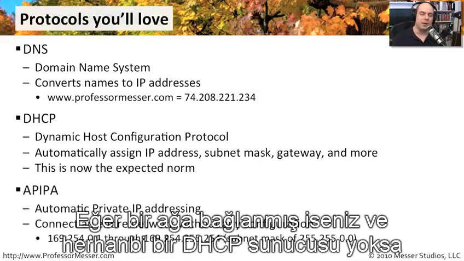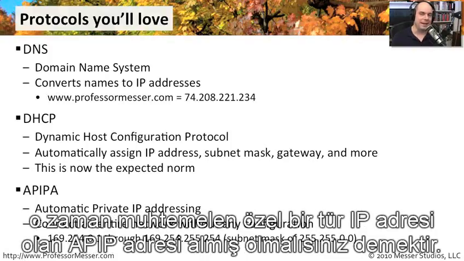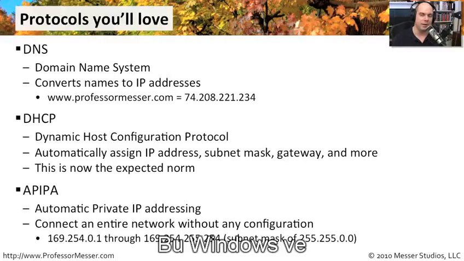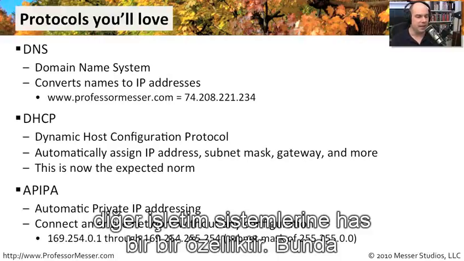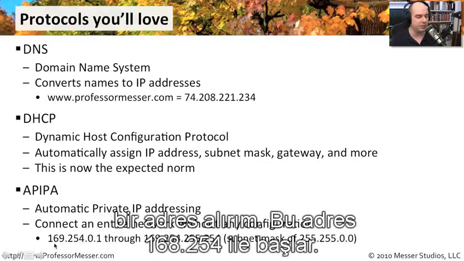If you connected to a network and there was not a DHCP server, and yet you were still able to communicate with other devices on your local subnet, then you probably got a special kind of IP address called an APIPA, which is an automatic private IP address. This is something very specific to Windows and some other operating systems. It's one where I don't have to configure anything on my computer, and even if there isn't a DHCP server, I'm able to communicate. I actually get an address 169.254 something.